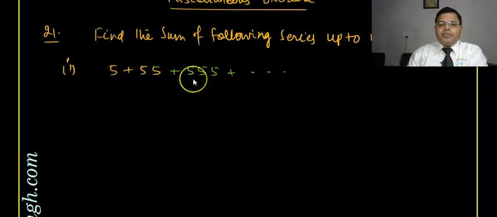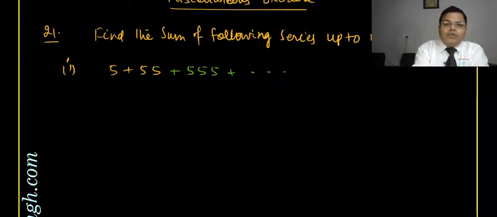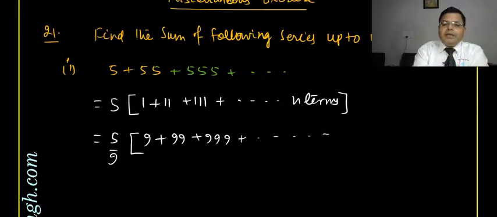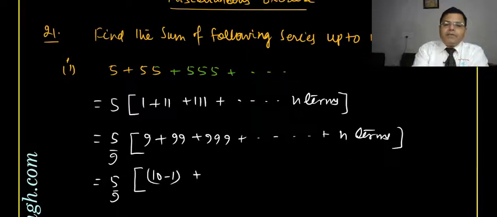We did this type of question in the exercise as well. We have learned that 5 is to be taken common, then 1 plus 11 plus 111 up to n terms. If you divide by 9 and multiply by 9, it becomes 9, 99, 999 up to n terms. So that can be written as 5 by 9, and this is 10 minus 1, 10 square minus 1, that is 100 minus 1, 10 cube minus 1, that is 1000 minus 1, which is 999, up to n terms.